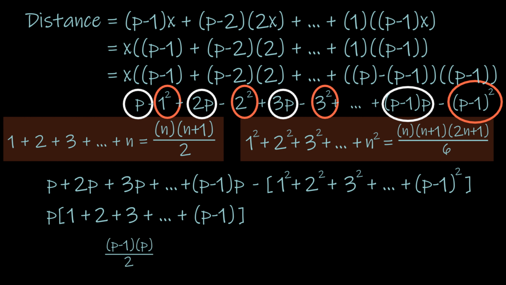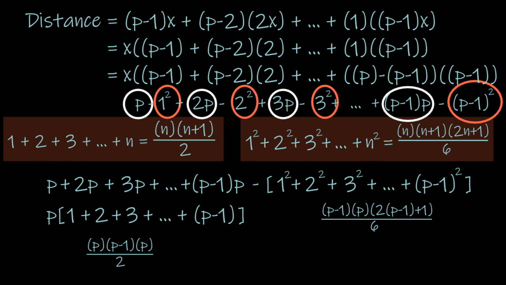So we now get that the first part of our parentheses is p times (p minus 1) times p, all divided by 2. If we now focus in on our negative terms, we see that those are 1 squared plus 2 squared plus 3 squared, all the way up to (p minus 1) squared. We can simplify this by using our sum of squares formula.